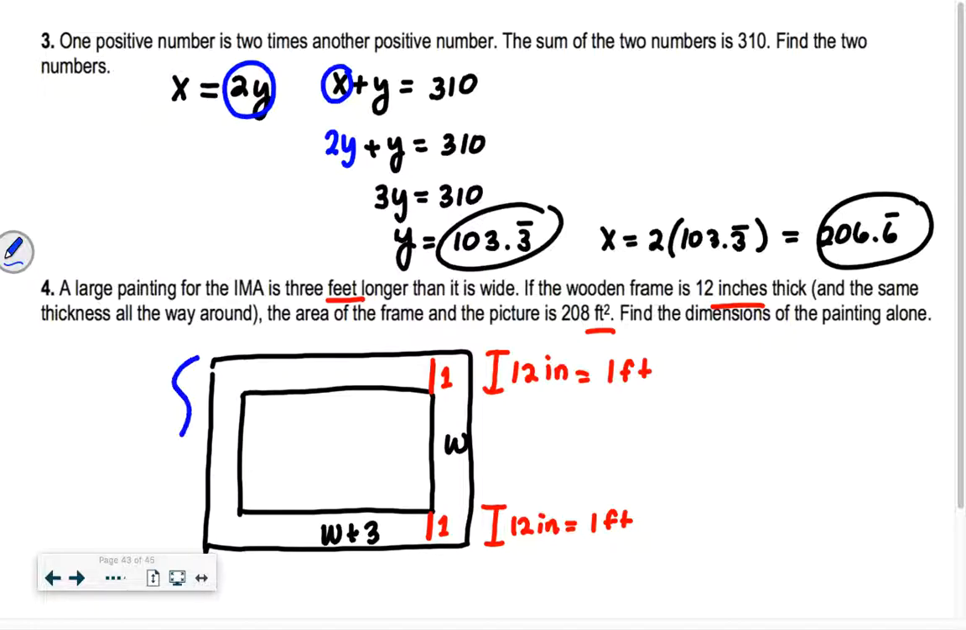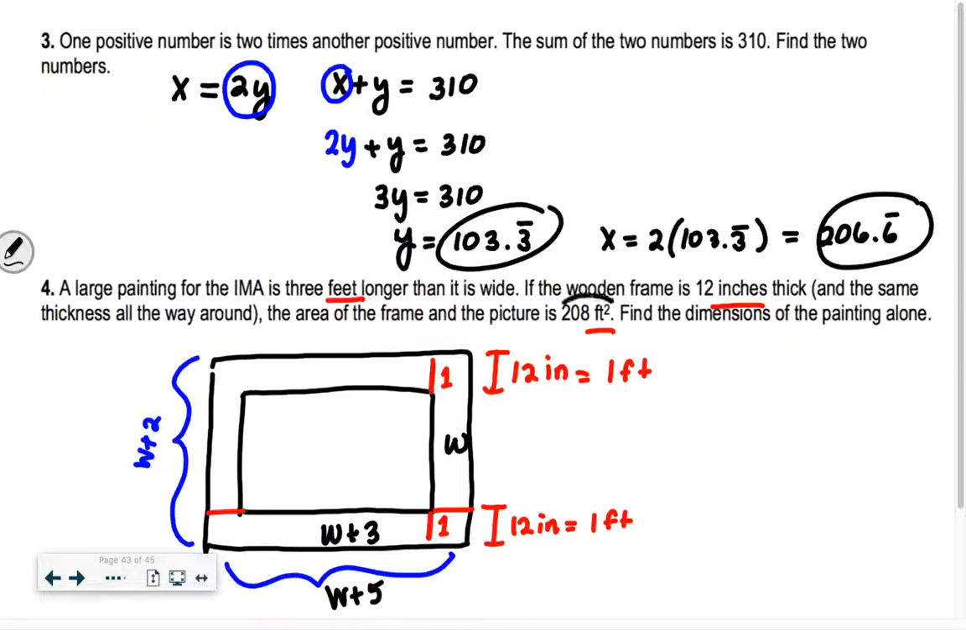So what is this total distance up and down? How would I write that? W plus 2, right? How about for this one? Same idea, we still have 1 and 1, right? So instead of W plus 3, we now have W plus 5, because we added 1 to each side. We added 2 total.